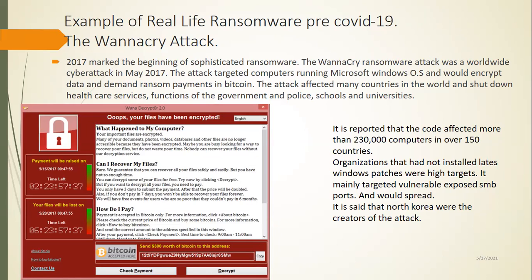Organizations that had not installed the latest Windows patches were high targets. It mainly targeted vulnerable exposed SMB ports. That is how it was spreading. It would come into your computer through a vulnerable SMB port. And in fact, if I was to dig deeper, it will say that this WannaCry was developed by using the Eternal Blue software.